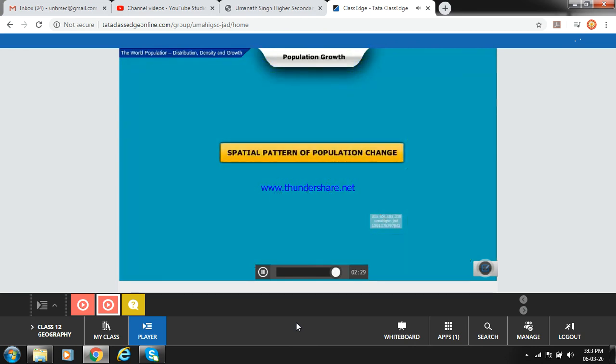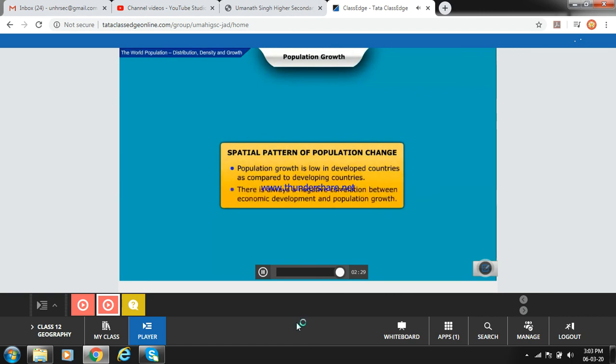Spatial pattern of population change. Population growth is low in developed countries as compared to developing countries. There is always a negative correlation between economic development and population growth.